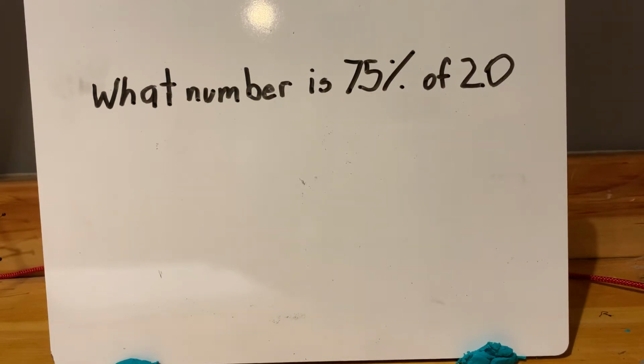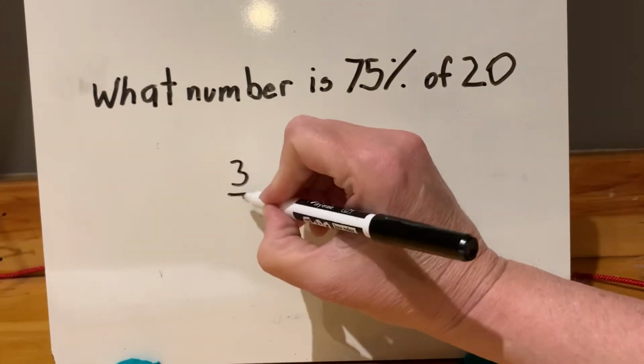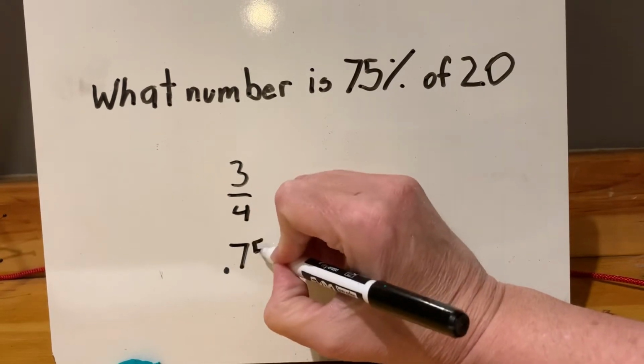Looking at the example on the whiteboard, what number is 75% of 20? First, we translate the problem into an equation, changing the percent to either a fraction or a decimal, which would be 3/4 or 0.75.